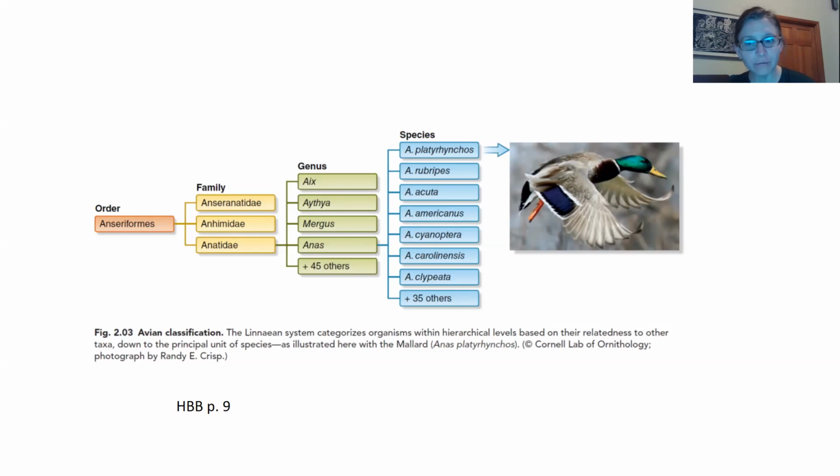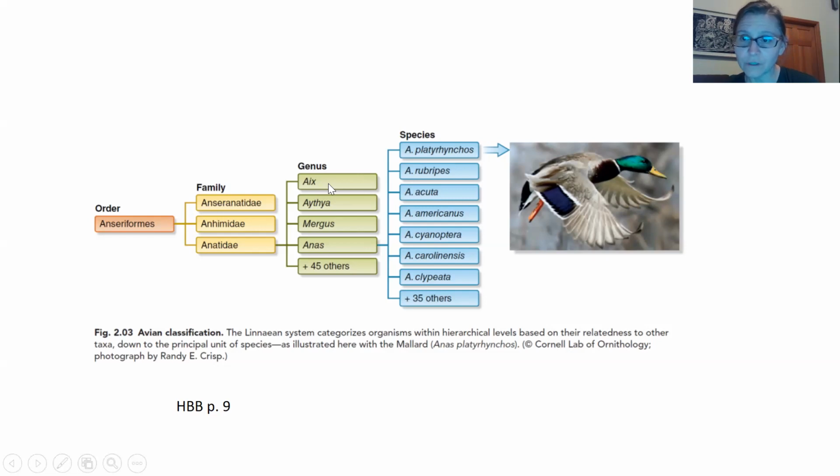And the order Anseriformes has within it smaller taxonomic units, including 3 families: the Anseranatidae, the Anhimidae, and the Anatidae. And the Anatidae is the family that contains ducks and geese. And the other 2 are really interesting families that we don't find in North America. But if you follow family Anatidae, nested within that family are several genera. So we're grouping birds into smaller and smaller groupings. And here are some of the genus names that you would find in North American Anatidae, North American birds that are ducks.